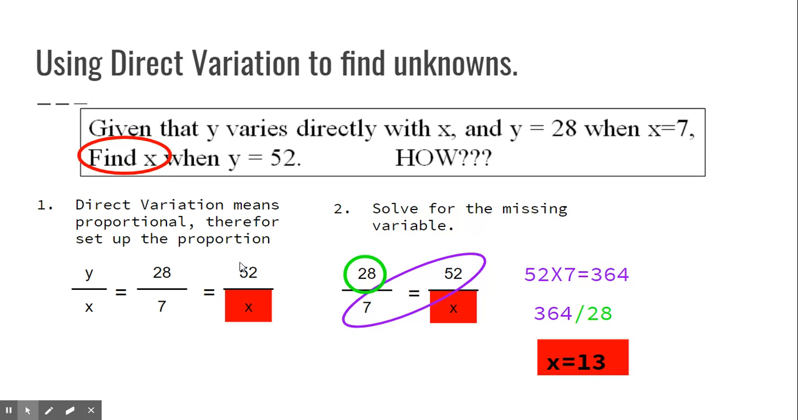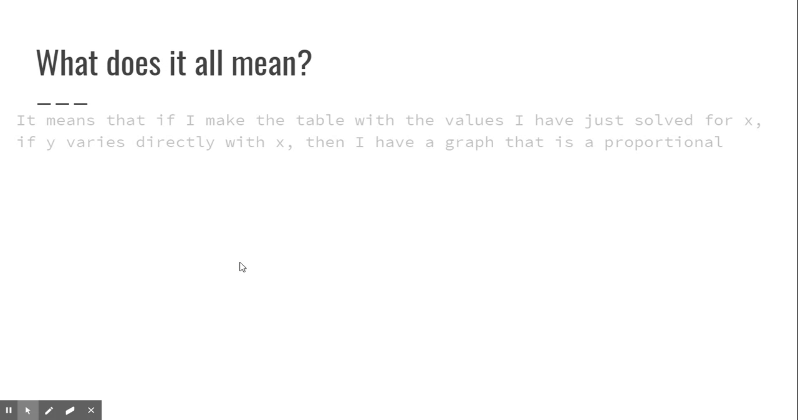So you might ask yourself, well, what does that all mean, Miss? I know that I can solve for it. I know that I got my answer of 13, but what does that 13 represent compared to what we've already been learning in class? So I'm going to do a brief review of what we learned and make sure you know how it ties in.